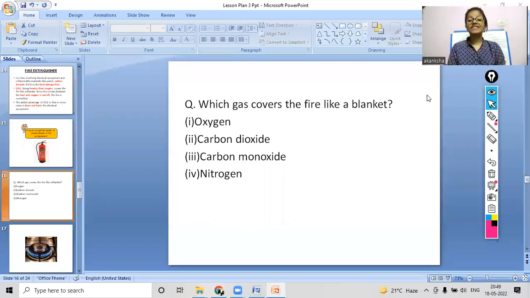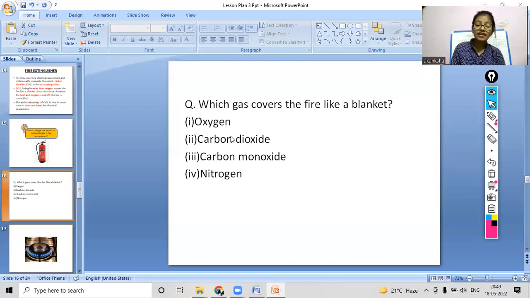So now we will see another question. The question is, which gas covers the fire like a blanket? Oxygen, carbon dioxide, carbon monoxide, or nitrogen? I will give you 5 seconds to write your answers in the chat box and then I will announce the right answer. Okay, oxygen cannot be, I think. Why can it not be? Because it is elevating the fire. Yes, I can see the correct responses. Yes, you all answered it correctly.